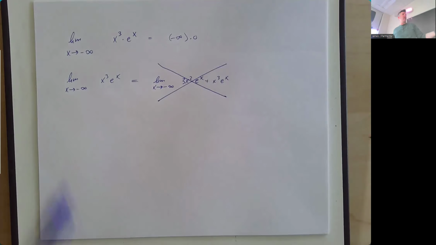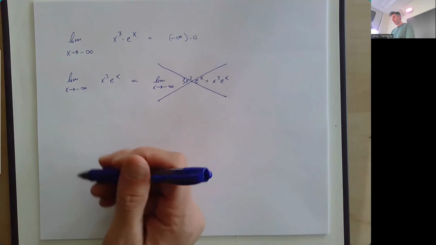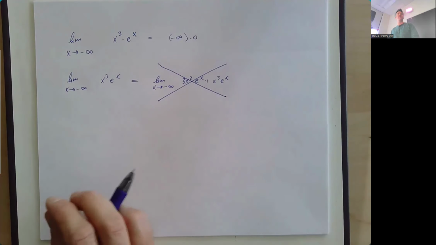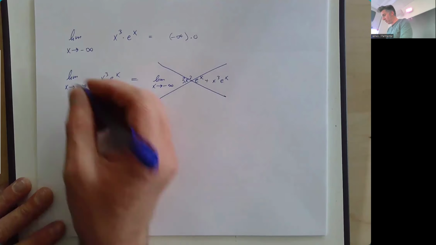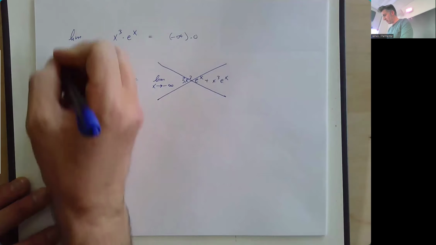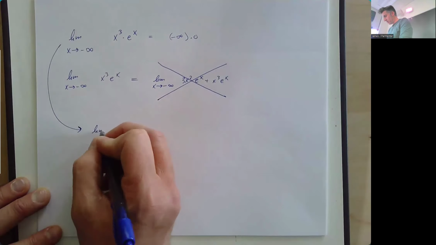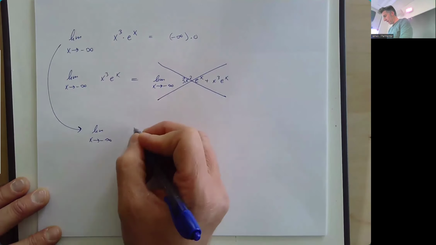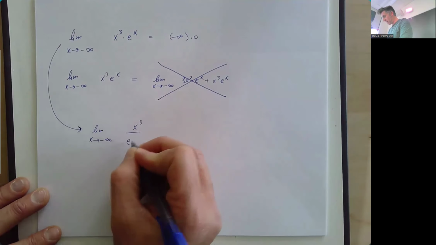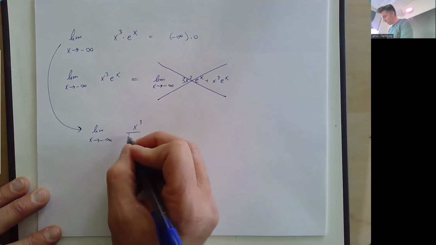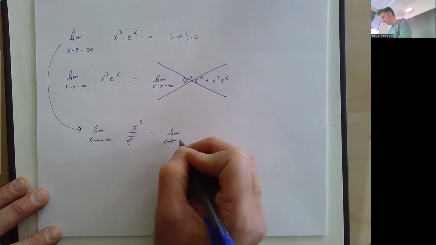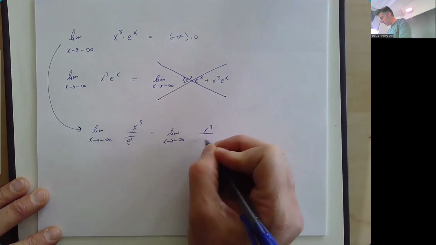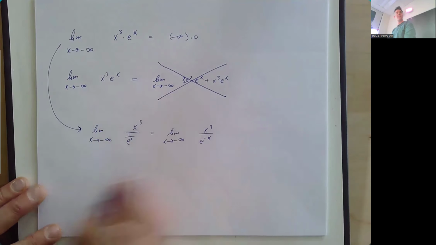So we don't have a fraction yet, right? In this example, you definitely want to bring the e to the x down to the bottom. So it's really better to rewrite this limit as x cubed over 1 over e to the x, but then I would really write it as the limit as x goes to negative infinity of x cubed over e to the negative x.